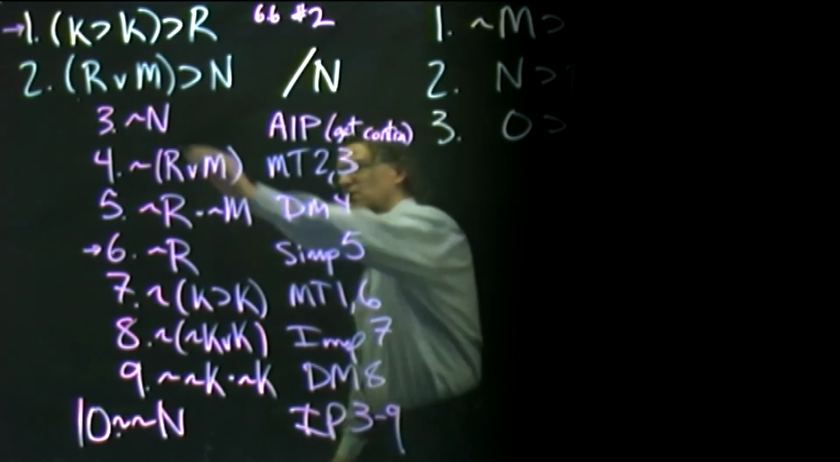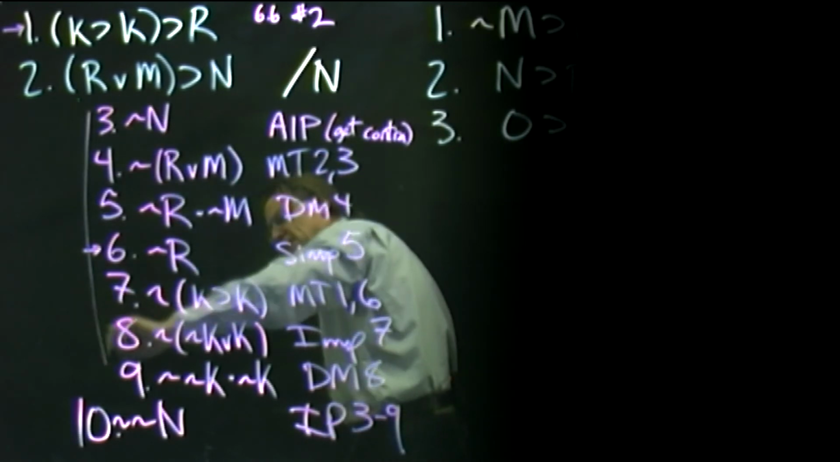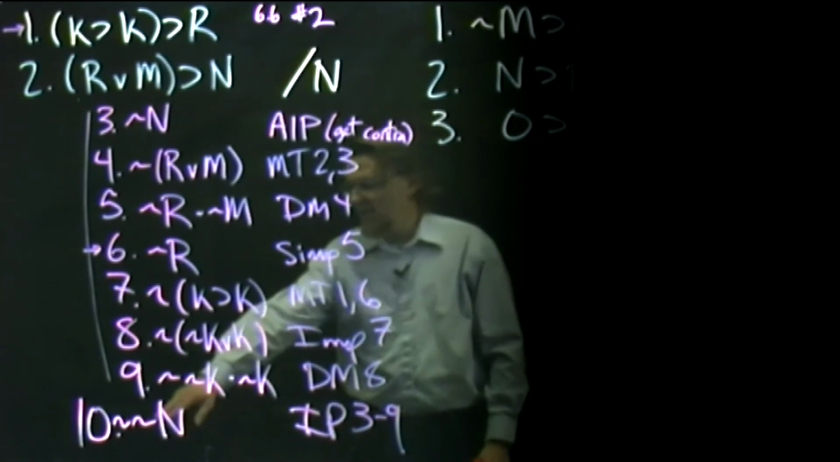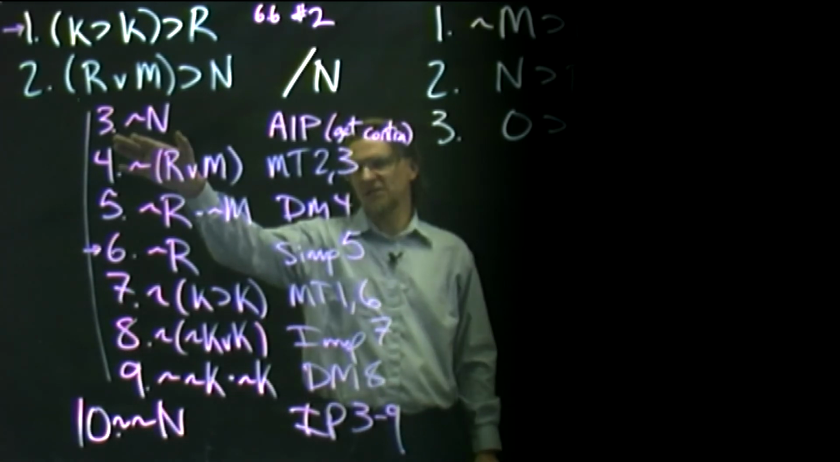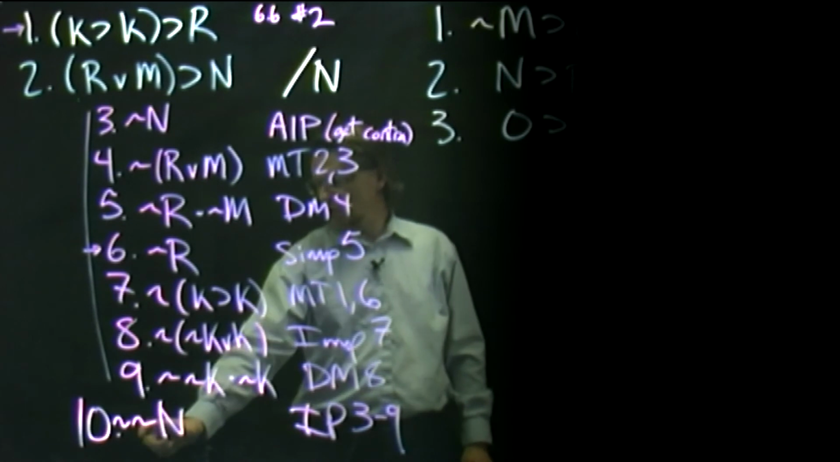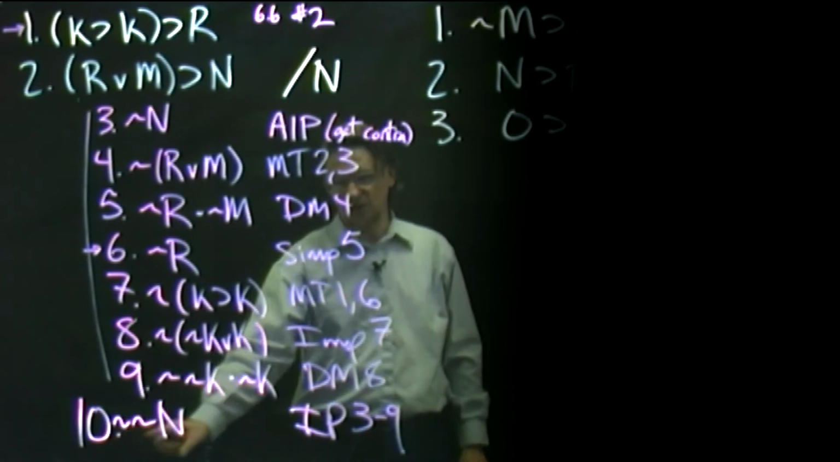Indirect proof, lines 3 through 9, right? All of these indented lines here. So this is the procedure. You made an assumption. You got a contradiction. You write down your assumption with a tilde in front of it, so we end up with 2 tildes here.